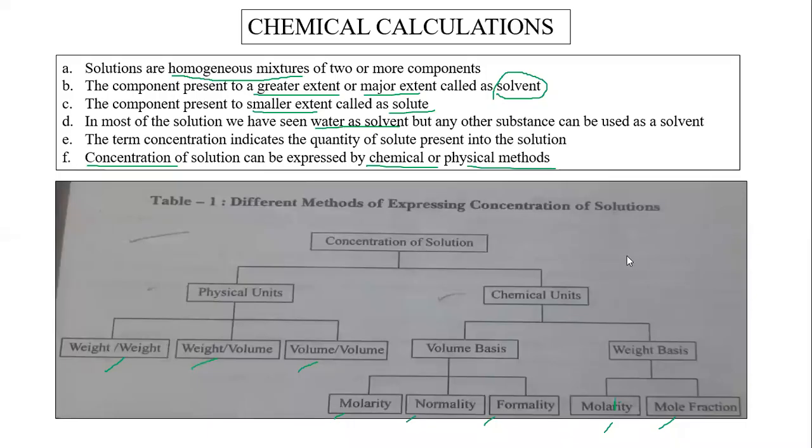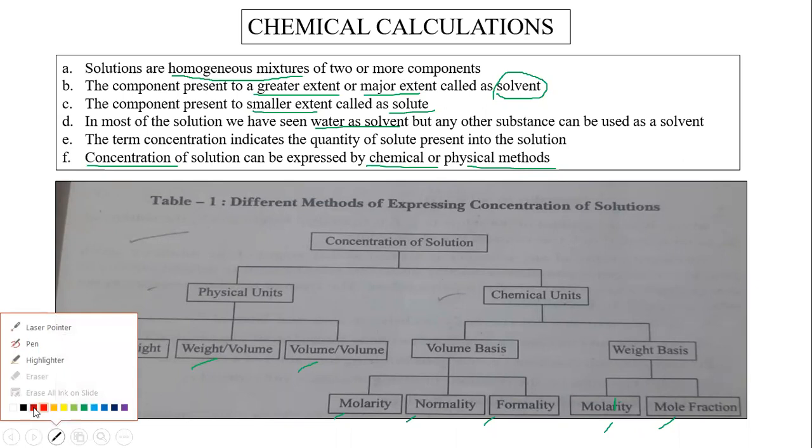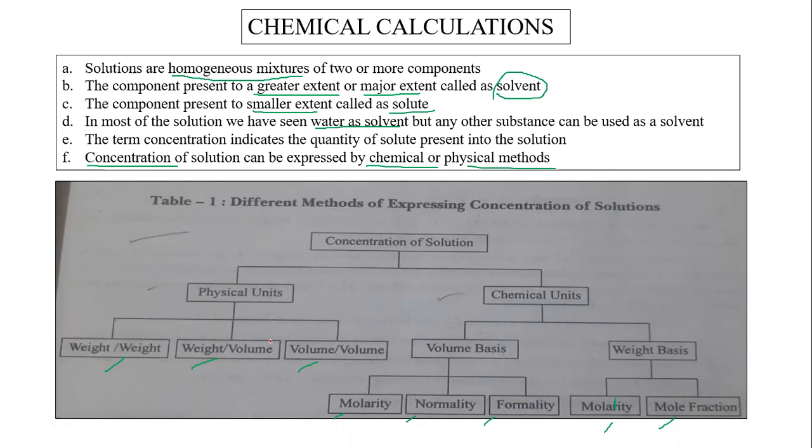So in this lecture we are going to see the chemical calculations. What is the chemical calculation? How we can define different concentration of any chemical. That comes under the chemical calculation. It may be defined in different ways: as weight by weight, weight by volume, volume by volume. We'll see one by one here.